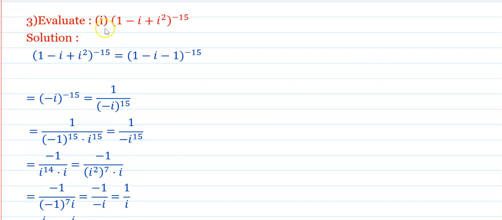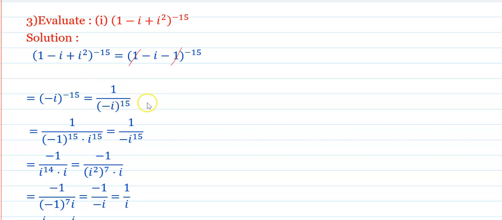Evaluate first in bracket 1 minus i plus i square bracket is to minus 15. Now the 1 minus i plus i square bracket is to minus 15. i square is minus 1. And therefore 1 minus i minus 1 bracket is to minus 15. Now here plus 1 and minus 1 get cancelled. You will get here minus i bracket is to minus 15. Now we will make the power positive. Therefore 1 upon minus i bracket is to 15.